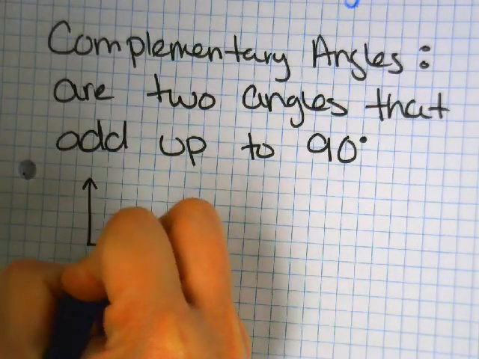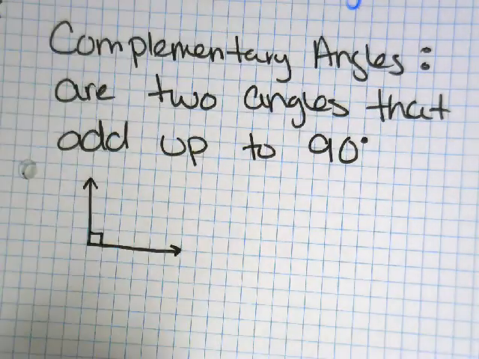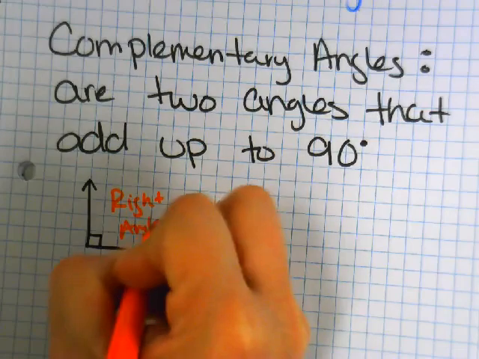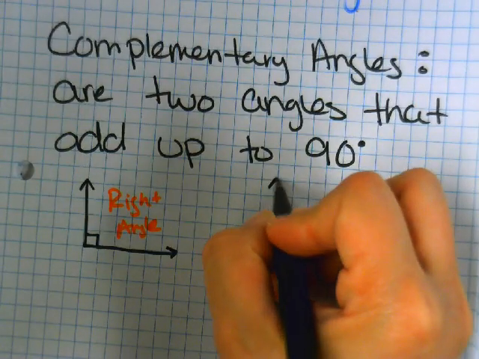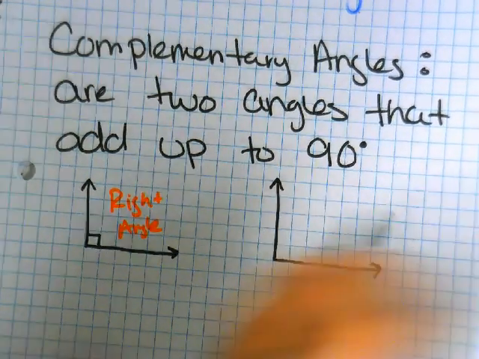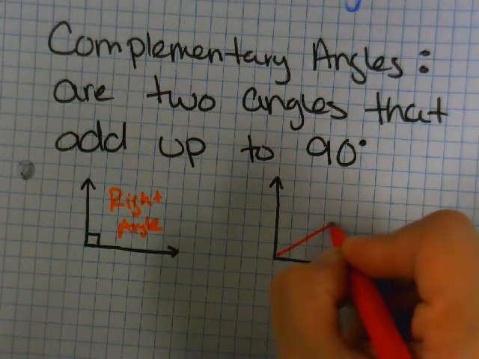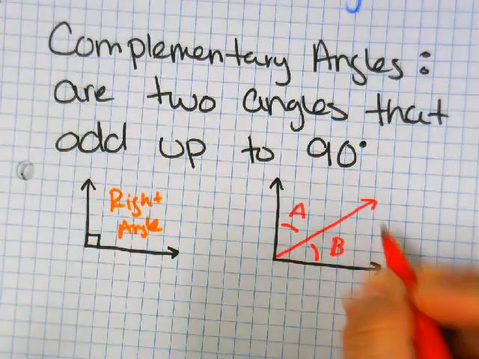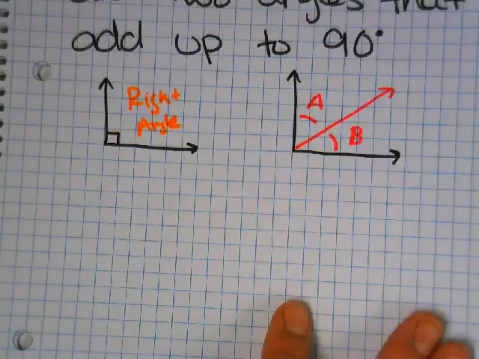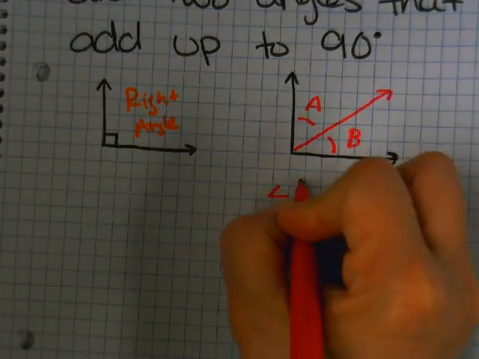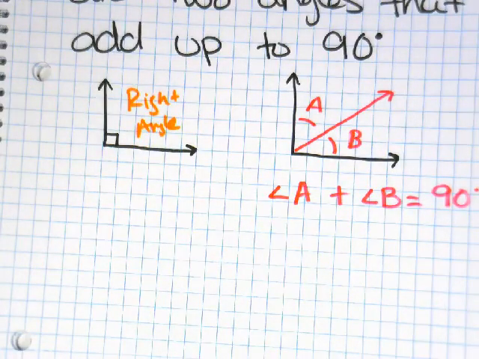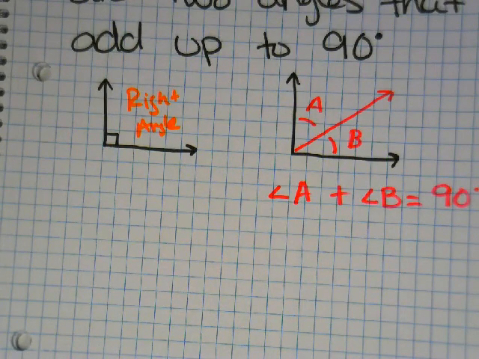What do we call this angle? A right angle. So this is called a right angle, right? But complementary angles are two angles that add up to 90 degrees. So we have here angle A and angle B, right? Together, angle A and angle B add up to 90 degrees. So angle A plus angle B is equal to 90 degrees. That is what we call complementary angles.